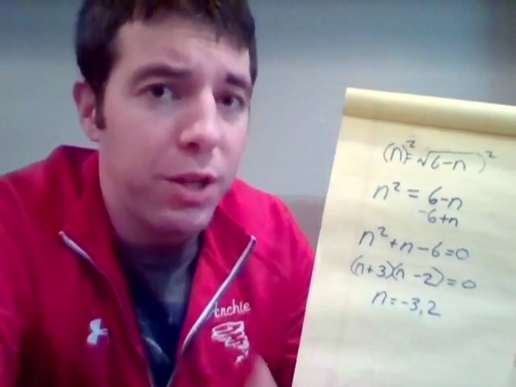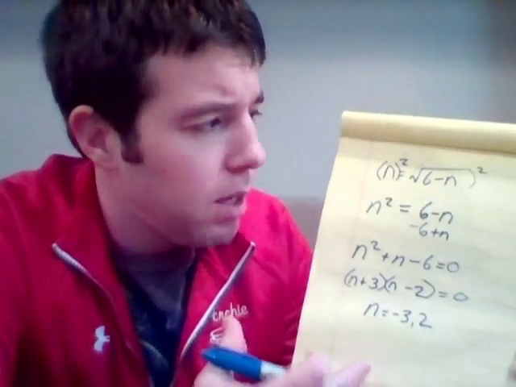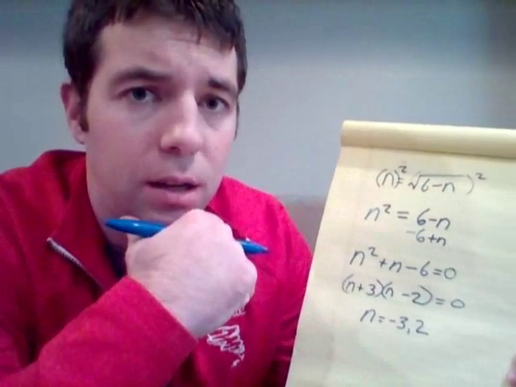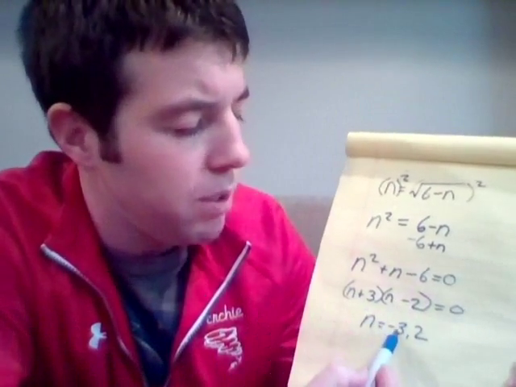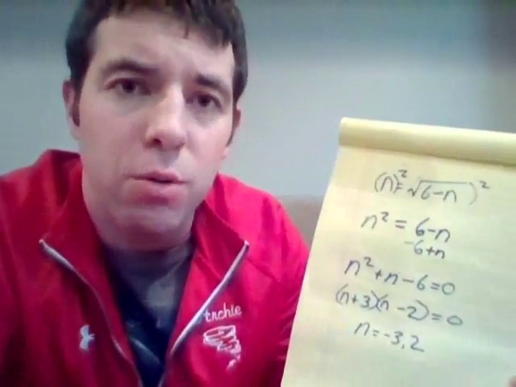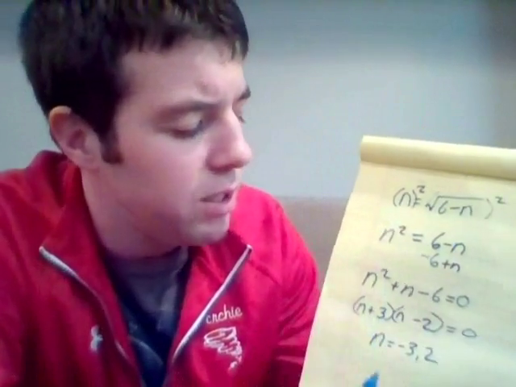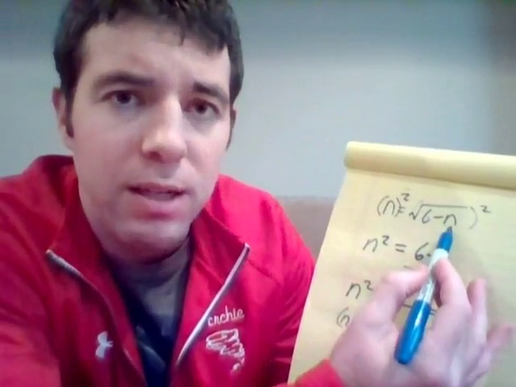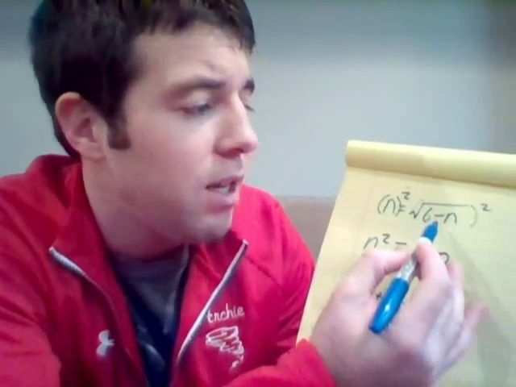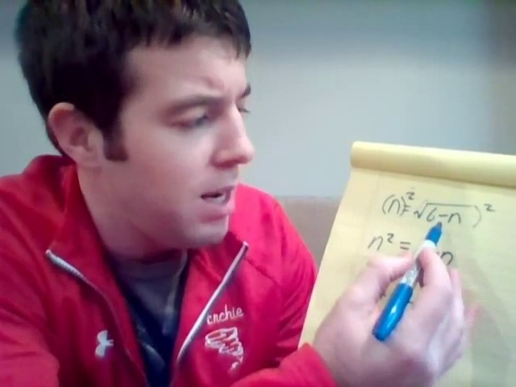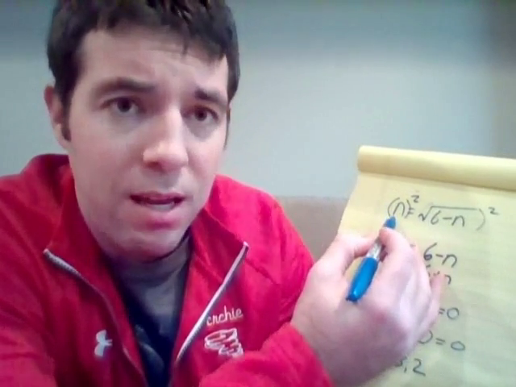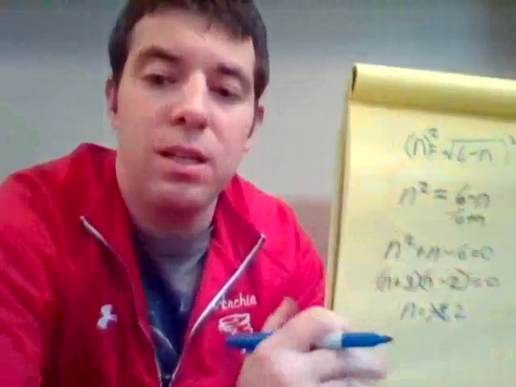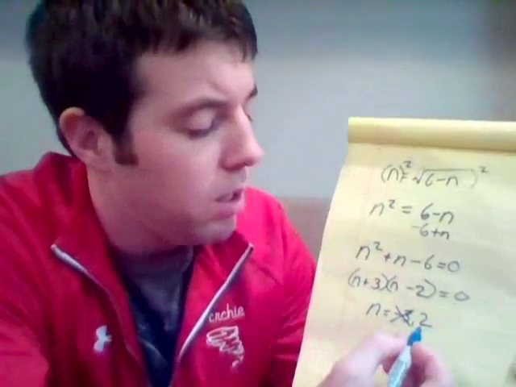Now, don't forget, these I have to check. Okay, the easiest way to check them is you plug it into the original equation. So plug it into this equation to see. So -3, if I plug it in here, 6 minus -3 is a radical 9. Radical 9 is a 3, not a -3. So -3 does not work. Won't work.